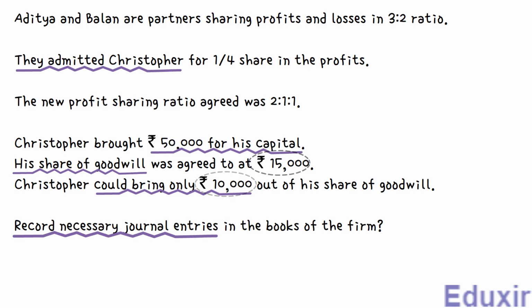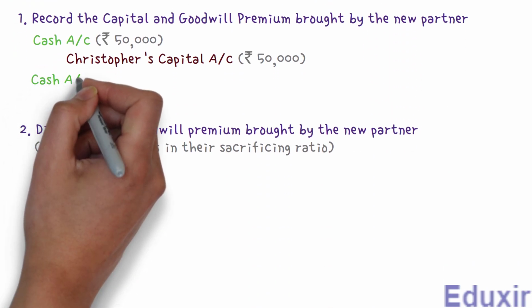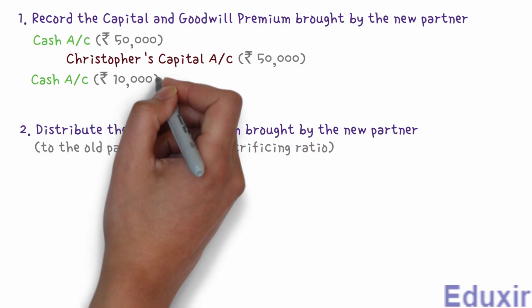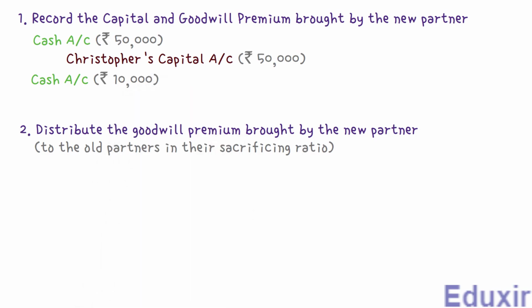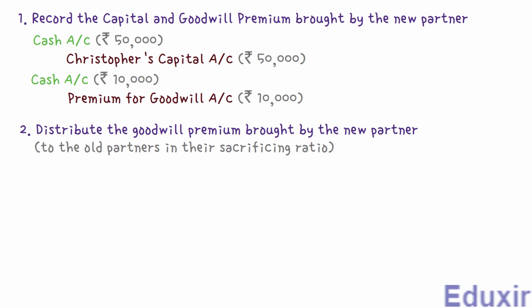This goodwill premium brought in is also in the form of cash. So, it also increases the cash available with the business. So, we should debit the cash account with the goodwill premium amount brought, which is 10,000 rupees. I repeat, it is 10,000 rupees of goodwill premium brought, not 15,000 rupees of goodwill premium agreed upon. At the same time, as this cash is received as the premium for goodwill, we should create the premium for goodwill account with these 10,000 rupees. Again, note that this is not 15,000 rupees. Note here that overall the cash account should be debited with 60,000 rupees. With this information at our disposal, let's now proceed to record this transaction.